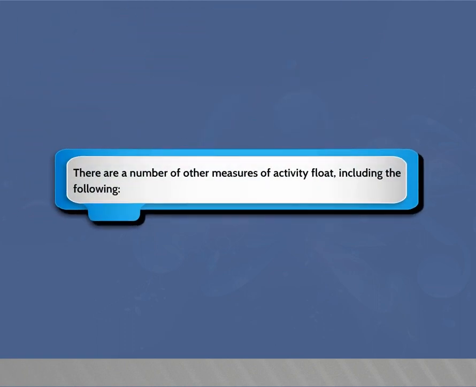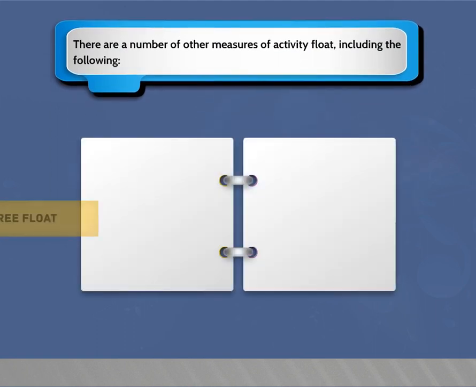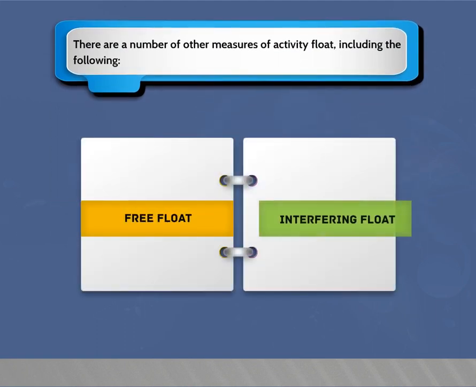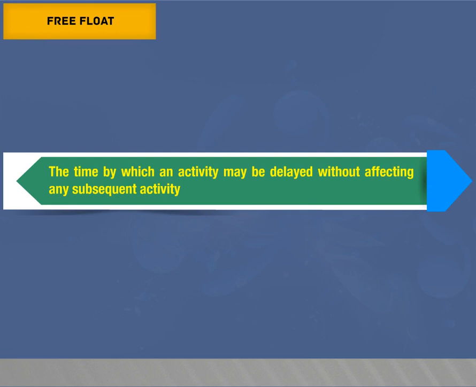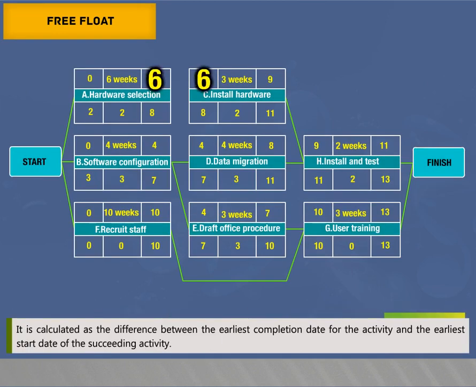There are a number of other measures of activity float, including the following. Free float: the time by which an activity may be delayed without affecting any subsequent activity. It is calculated as the difference between the earliest completion date for the activity and the earliest start date of the succeeding activity.